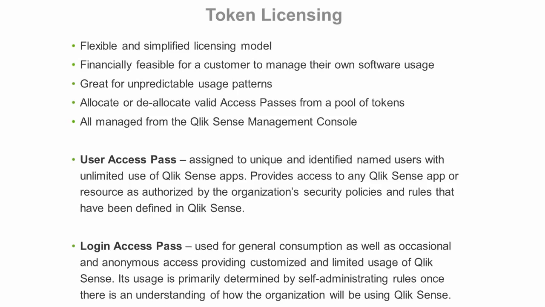So, simply stated, the token licensing model allows an organization to manage its own software usage by utilizing a pool of tokens that have been set within the software license agreement. It's financially feasible because the organization does not need to worry about purchasing the wrong type of license that might wind up going unused, or worry about purchasing too many or too little. It's great for unpredictable usage patterns in the beginning because once the organization has an understanding of how Sense will be used, they can allocate and reallocate access as needed from the pool of tokens.